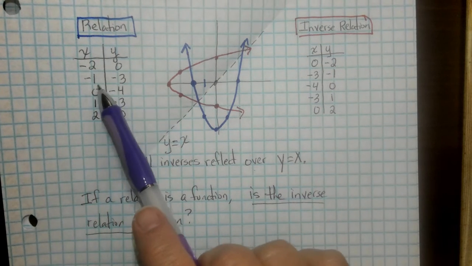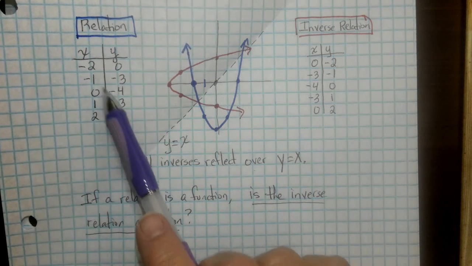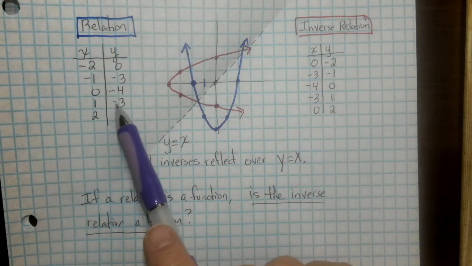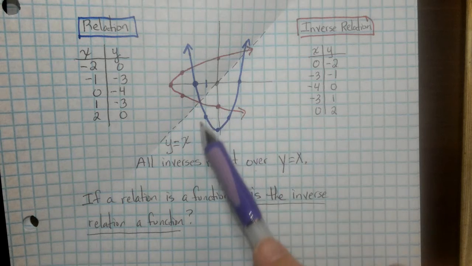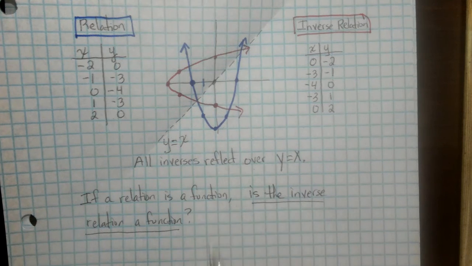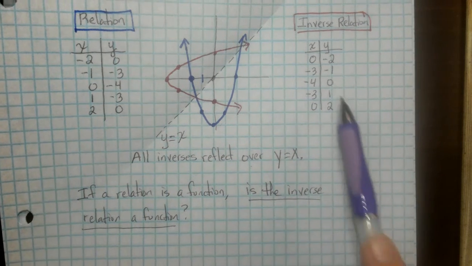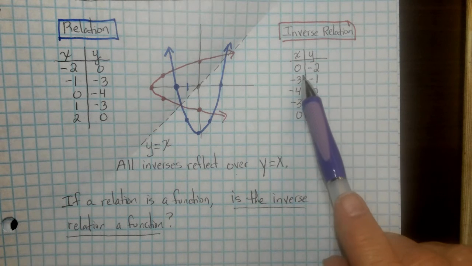All right, so let's look at our relation that we started with. Do we agree that this is a function? No two different ordered pairs have the same first element. Look at your blue graph. Does it pass the vertical line test? Yes, it does. Well, what about our red relation? Is it a function?